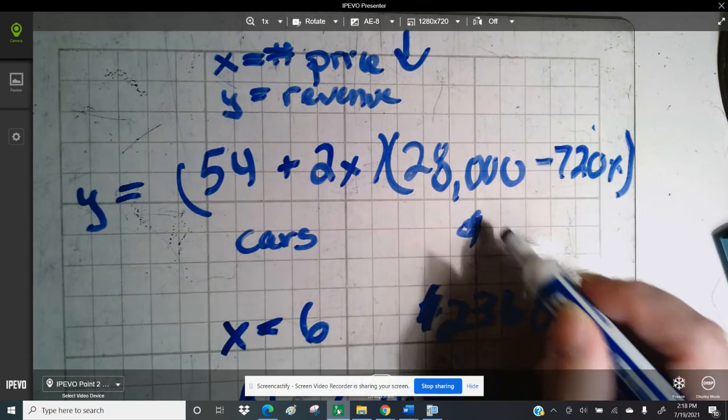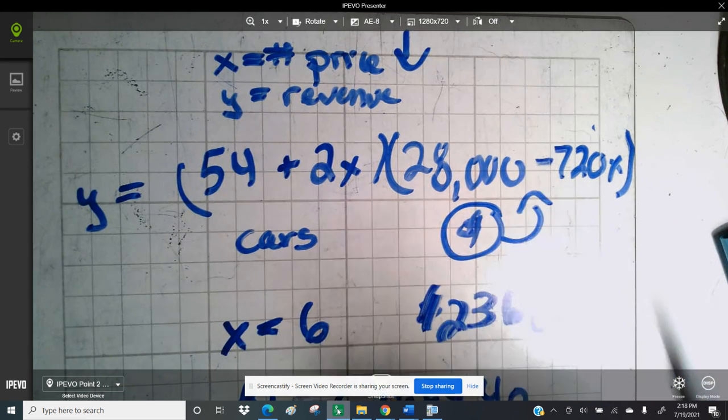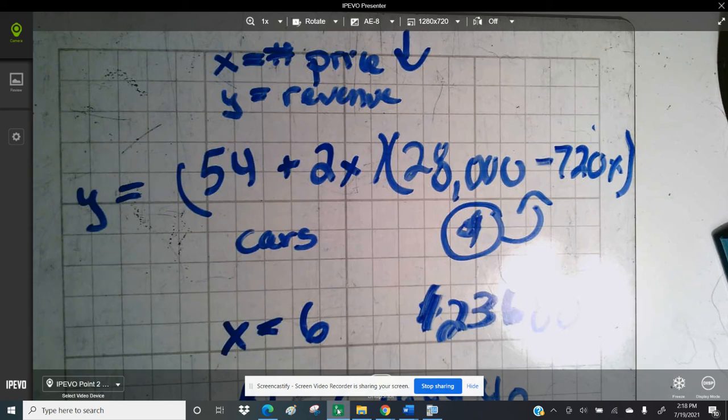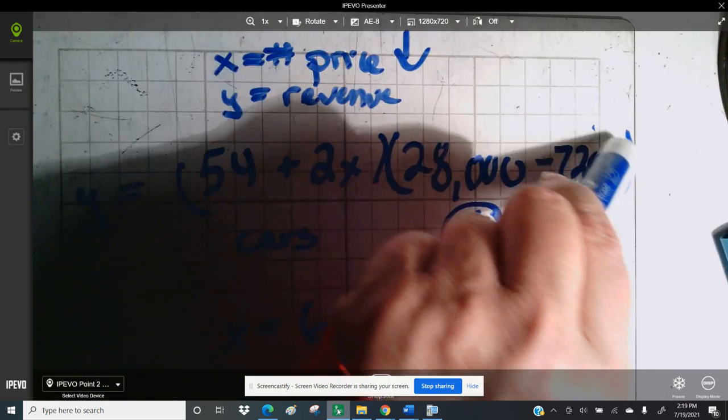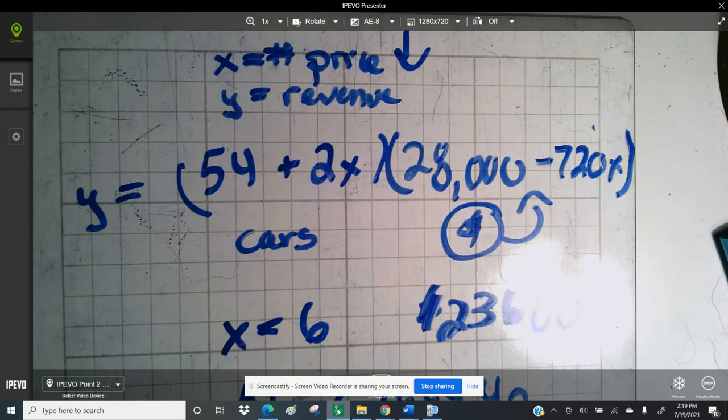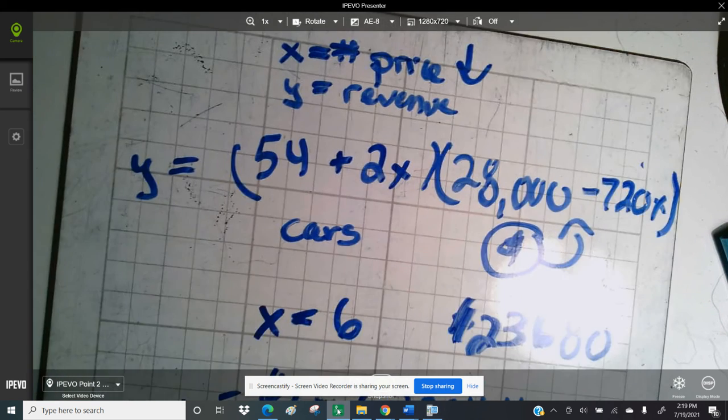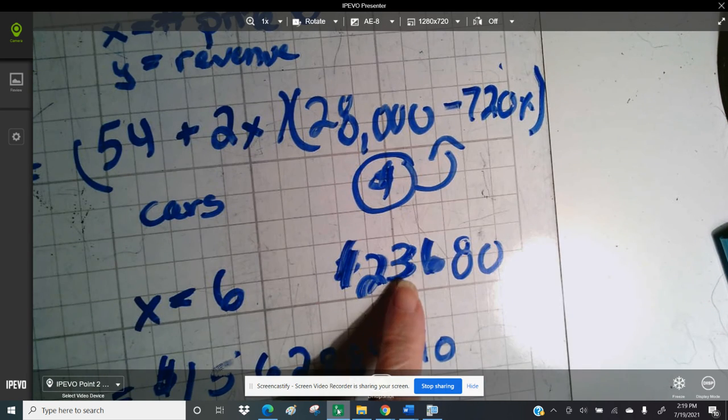So I should sell my cars for $23,680. Remember, this was the parentheses that we said was equal to money. So if I want to figure out how much they should charge, I need to put that 6 in here for X and then solve that part of the parentheses. If I wanted to find out how many cars they sold, I would put X into the other parentheses and that would tell me how many cars they sold. But in this case, they asked how much they should sell the cars for, so $23,680.